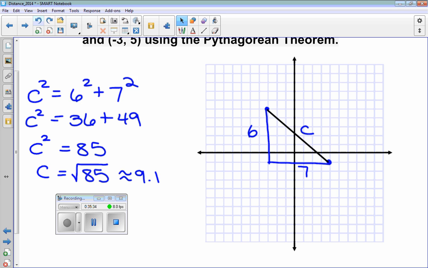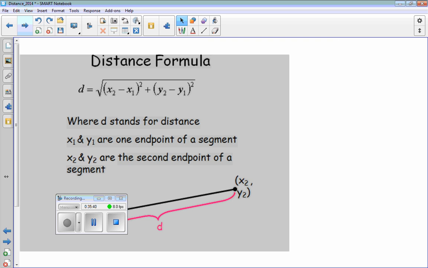Let's try the same problem using the distance formula. Okay, so in your notes, I know you have them in your note card, but I do want you to write the distance formula down if you don't already have it in your notes. So you should have it in two places. One place on the note card, and then one place in your notes.